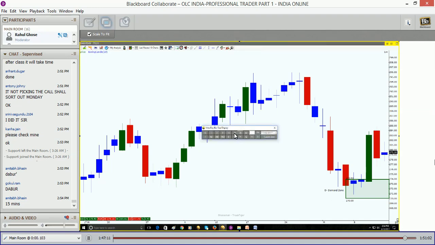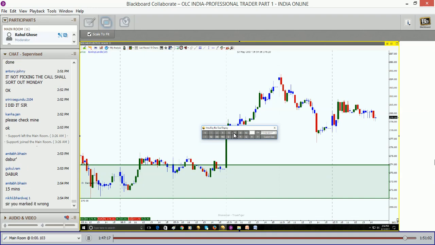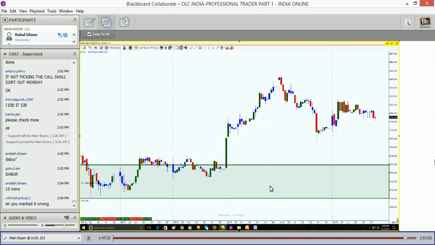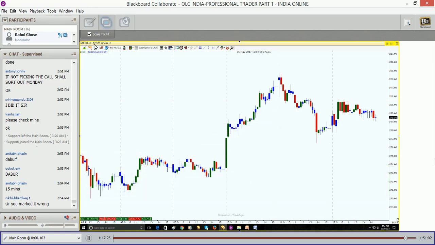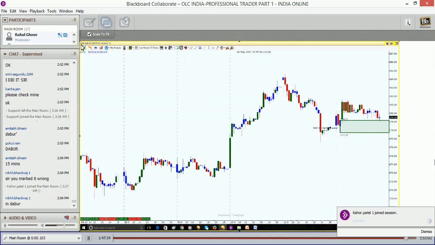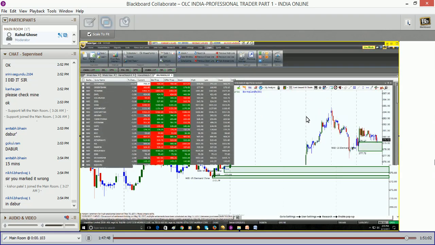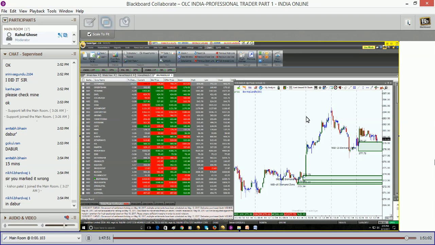15 minutes in Dabur, is it? Let's look at 15 minutes. Dabur 15 minute. We had one level over here. This one. Now it is tested, but at that time it wasn't. We had one level over here, and we had one level over here. These were the three levels in Dabur. Great, guys. So I think we are more or less good to go with respect to our zones.